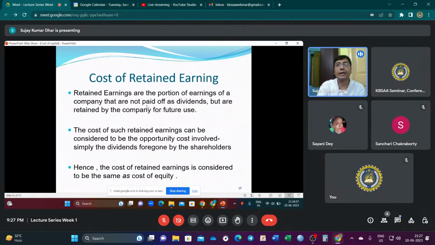Now cost of retained earnings. What is retained earnings? When company earns profit, first company will pay corporate profit tax, then company will pay dividend to the shareholders, then remaining part it will keep as reserve and surplus. Now this retained earning, who will be the owner of retained earning? Equity shareholders. So cost of such retained earning will be considered as opportunity cost involved, because simply it is dividend foregone by the shareholders. So cost of retained earning will be exactly same as cost of equity share.